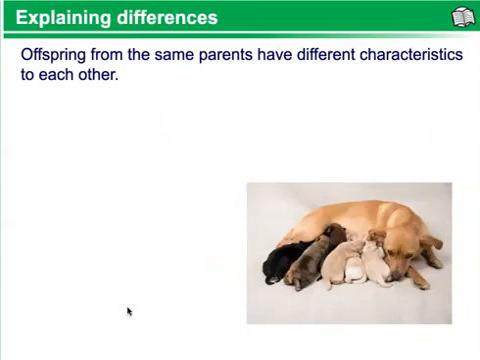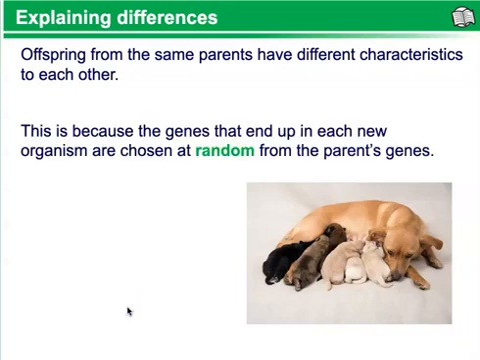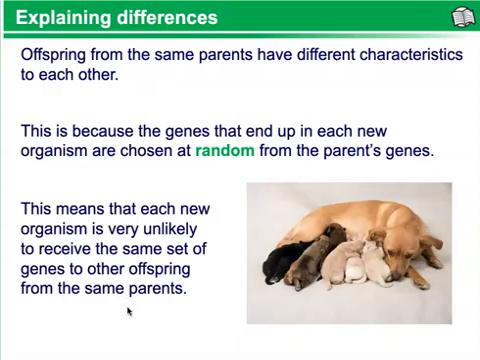Explaining differences. Offspring from the same parents have different characteristics to each other. This is because the genes that end up in each new organism are chosen at random from the parent's genes. This means that each new organism is very unlikely to receive the same set of genes as other offspring from the same parent.